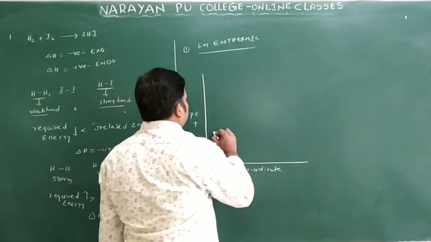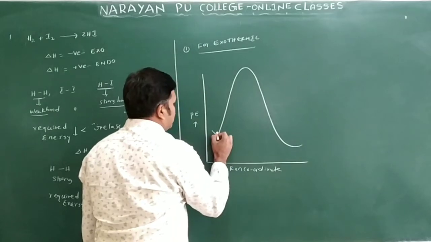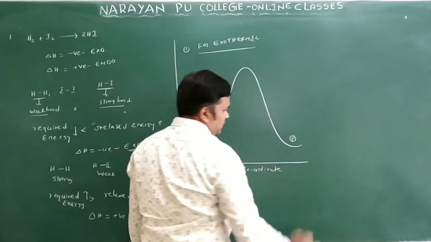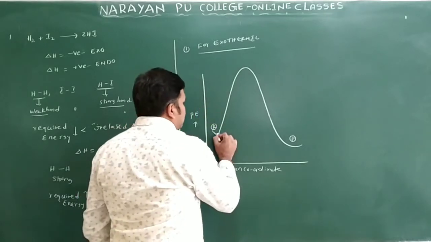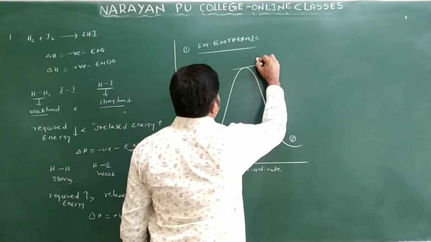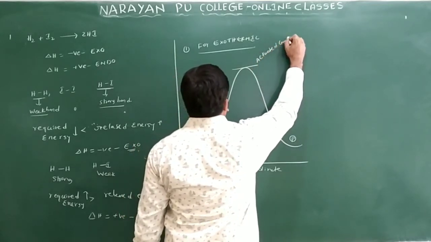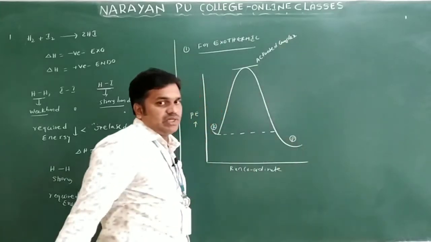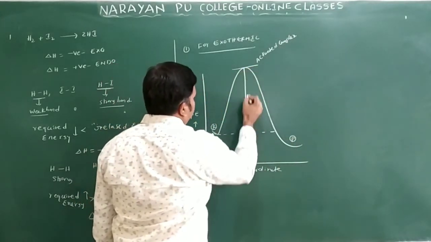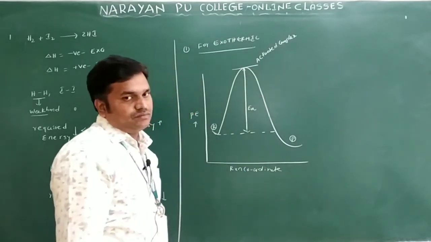Now we will see here the reactant molecules are converted into products. So this is the reactants and this is the product. Clear? Now we can draw dotted lines, and this is the activated complex. The energy required to form this activated complex, what are we calling? We are calling it activation energy. This is EA.